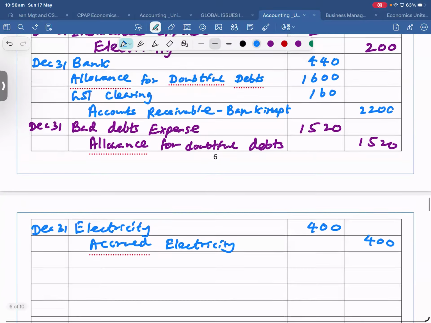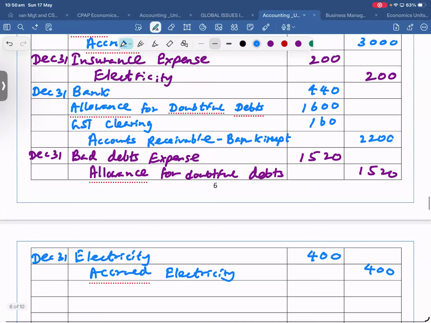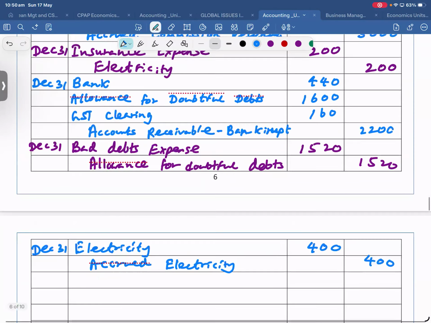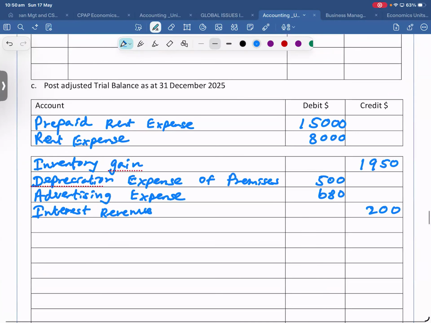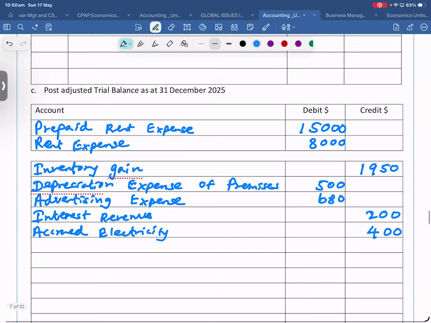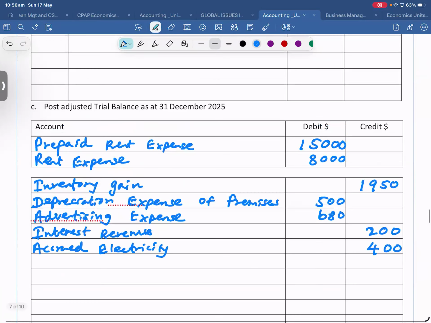Okay. Right. Then shall we update, guys? Accrued electricity account, we don't have it, so go to the post adjusted credit, and then electricity we have to update. Electricity we have to update in the pre-adjusted plus 400. Right?